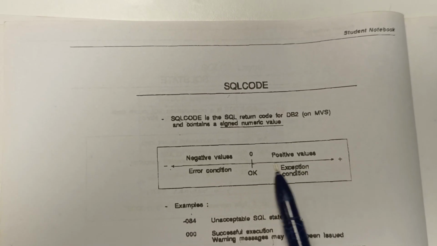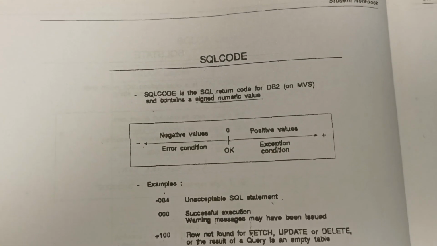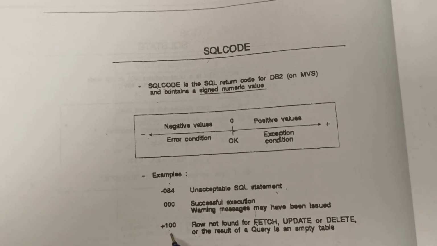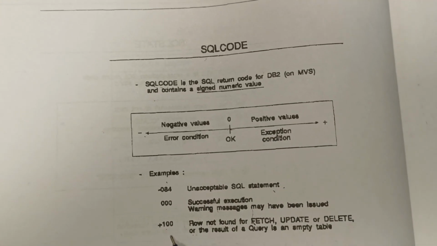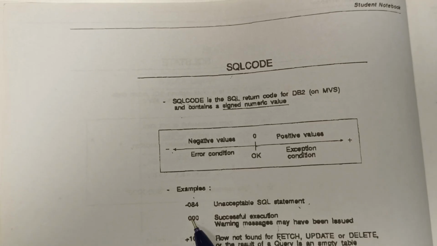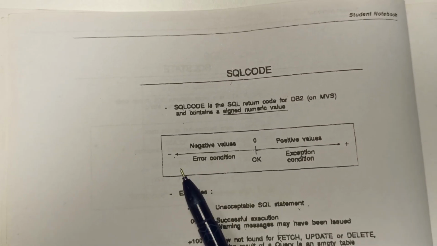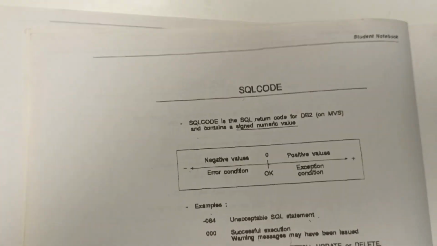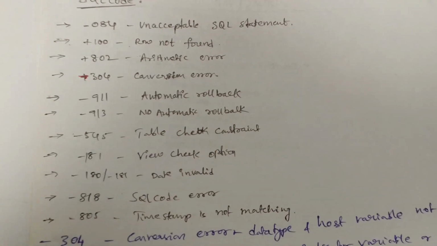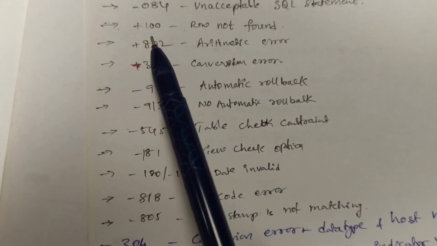What happens if you get a positive value? It is called an exception condition, for example plus 100. Positive values only have plus 100; all remaining values except 0 are error conditions, which are negative values. Even in the sample error codes I showed previously, you can see all of these values are negative except the plus 100 code.